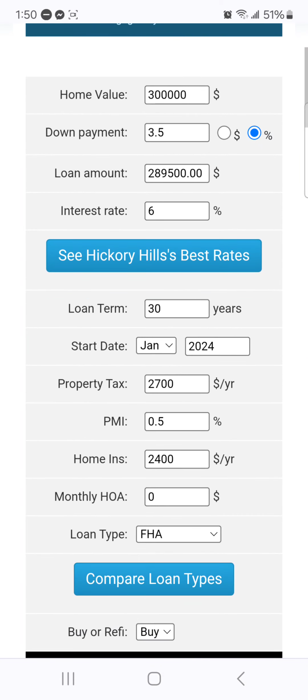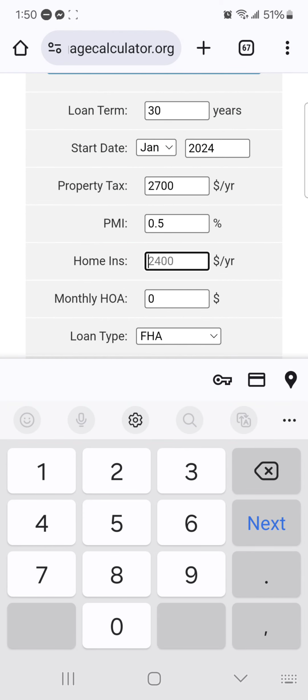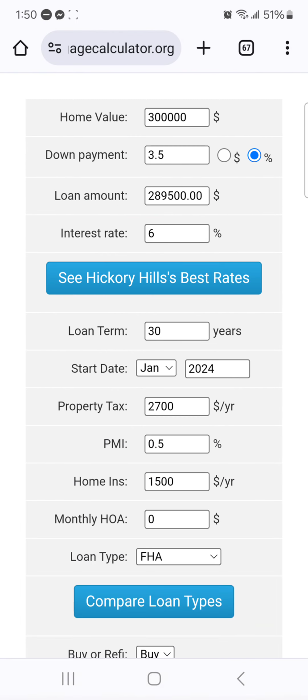Date, we're going to keep today's date and month, right? And then property tax, okay, is at 2,700. It's already calculated an approximate PMI. Home insurance for the year. If you think the home insurance is going to be less than this, you can talk to the lender, right? Let's just say 1,500 for home insurance, okay? But home insurance is increasing as well.